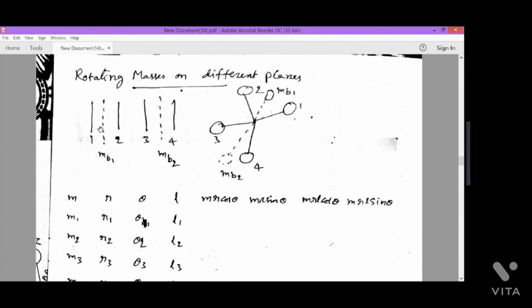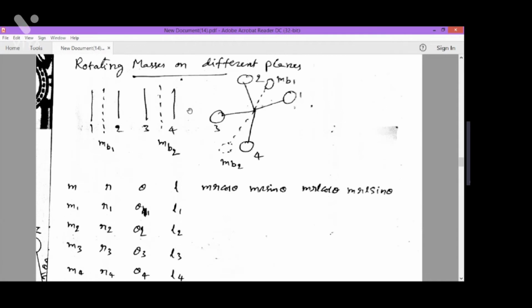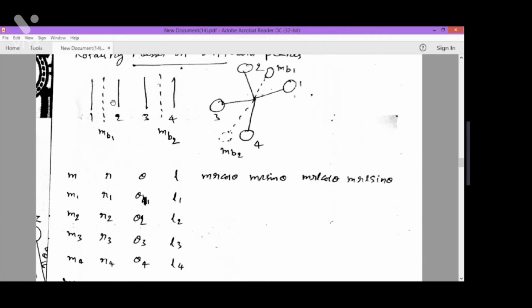Originally there are 4 planes, 4 rotating masses. When I add 2 balancing masses, the number of planes and the number of masses becomes 6 here. So whenever the masses are on different planes, we have to add 2 balancing masses on 2 different planes, because the masses are on different planes, and couples come into the picture here.